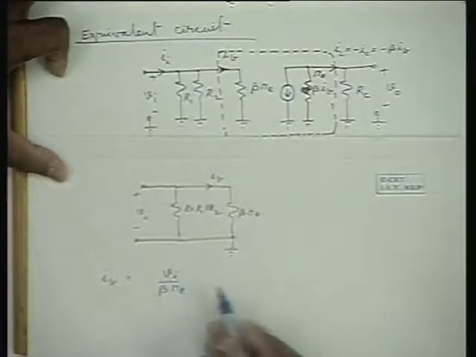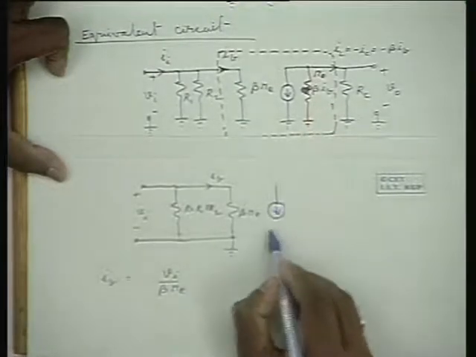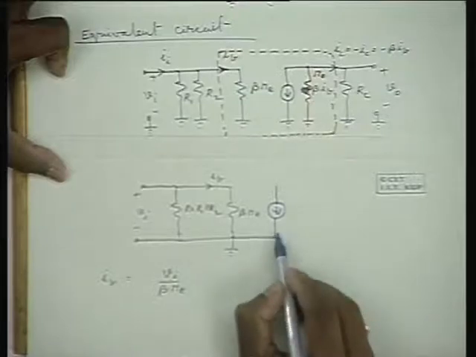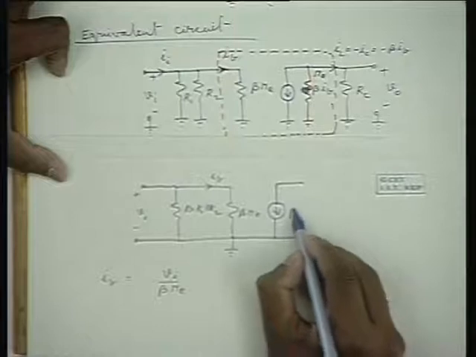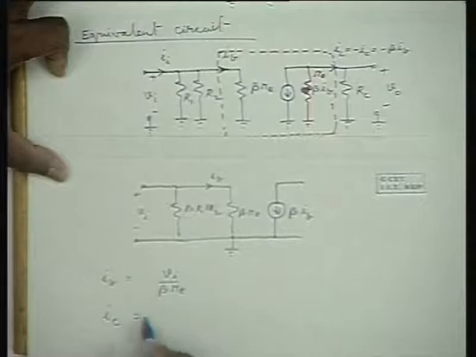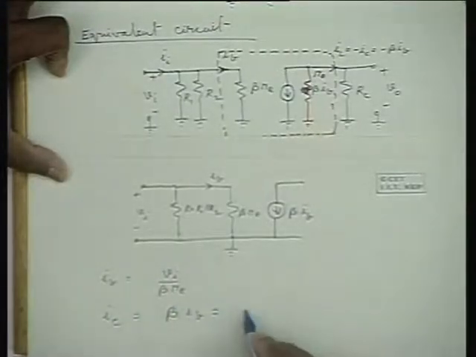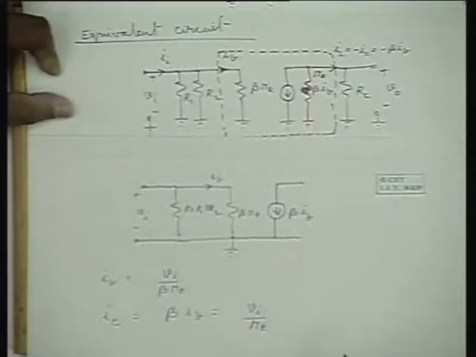Could you write a little bigger? Sure. Then the output current IC is known to be beta IB. Therefore, IC is equal to beta IB, which is equal to Vi by re itself. Now, IC is expressed in terms of the input voltage Vi.